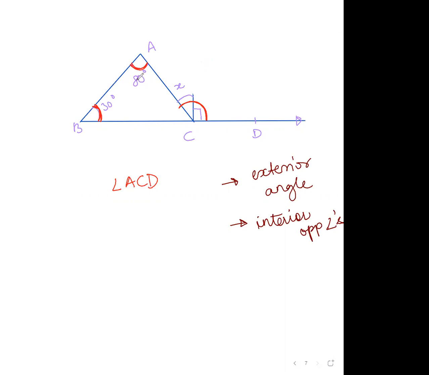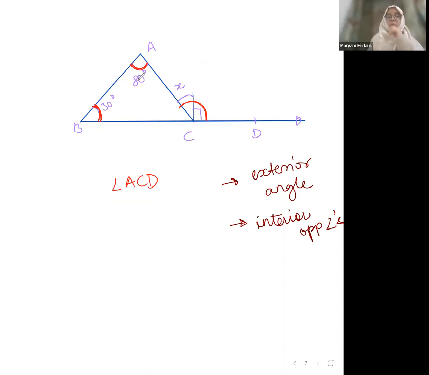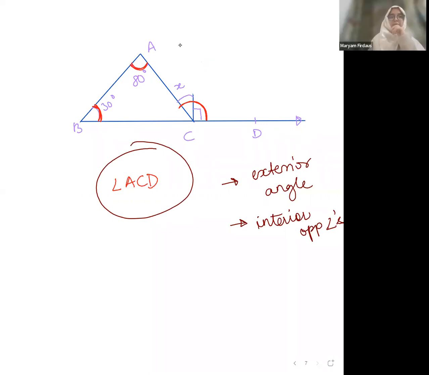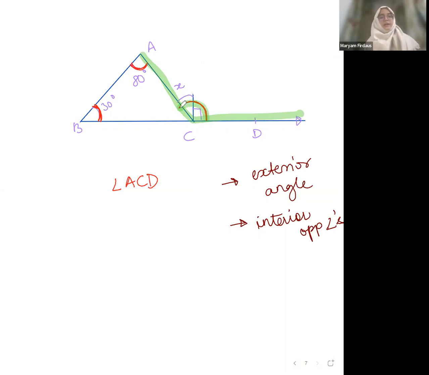Can you tell me the name more precisely? The angle ACD. Which one is angle ACD? This one. Let me show it to you once again. This is angle ACD. This is the exterior angle. This whole thing is the exterior angle. Not X, not 90. This whole thing. Got it? Okay. Good. Now tell me that this whole thing, which is ACD, is equal to what plus what?